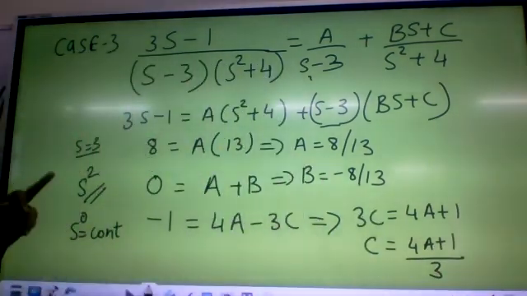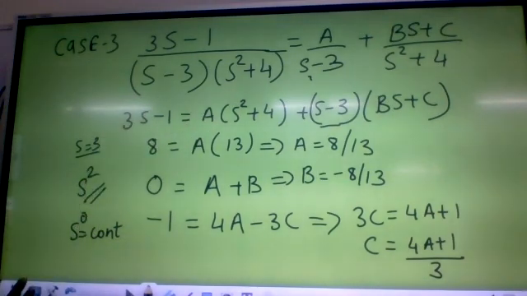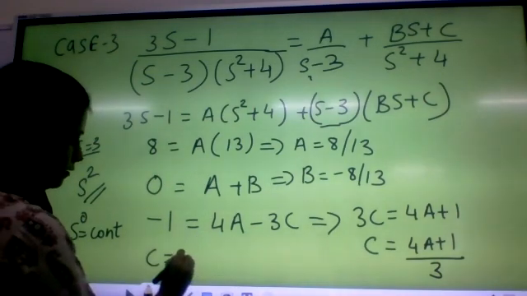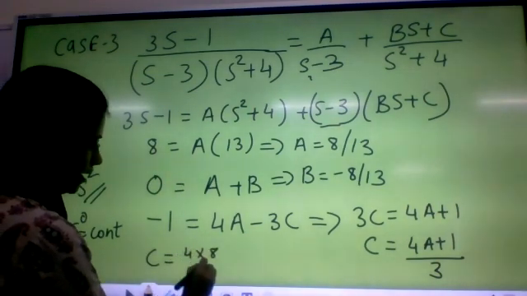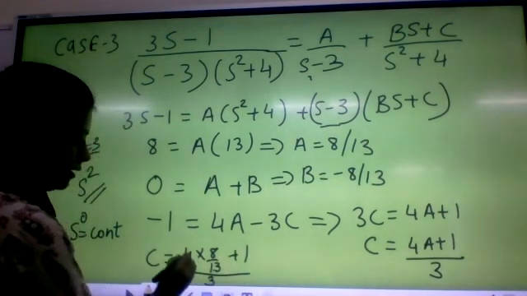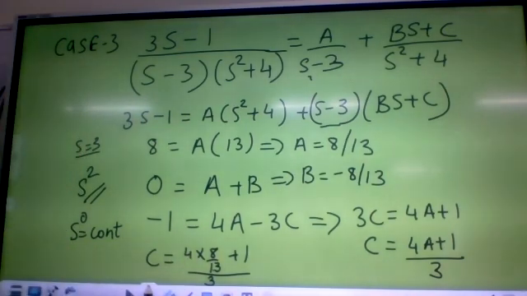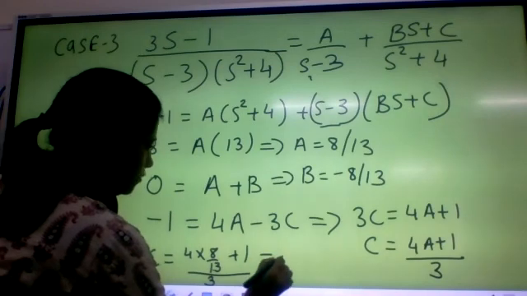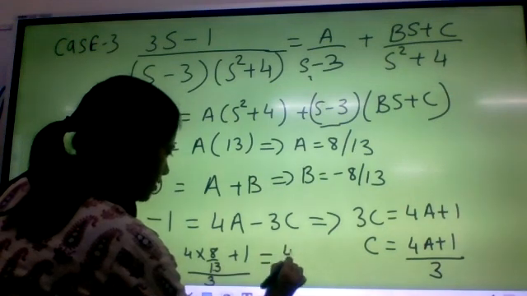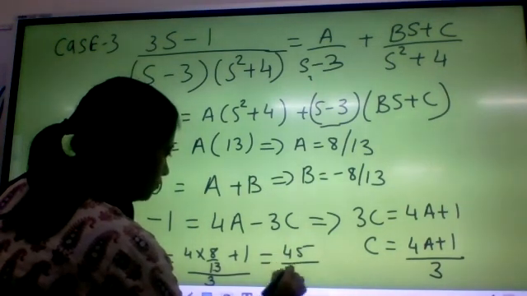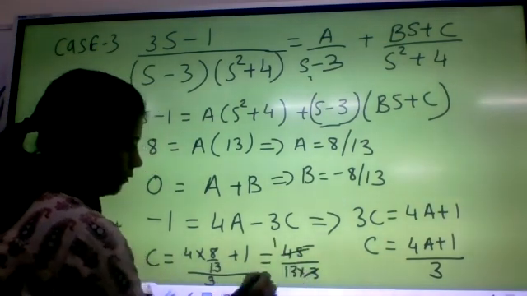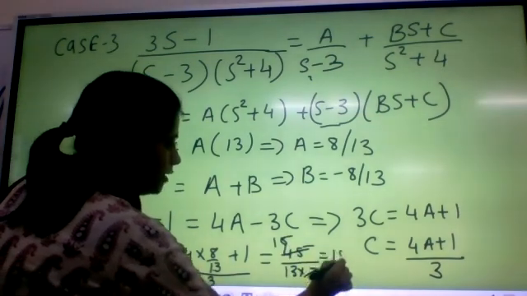So once you put the value of A, our A value is 8 by 13. Right? So what will be the value of C now? So 4 into 8 by 13 plus 1 upon 3. So it will become 13, and 8 4s are 32. 32 plus 13 we have to do. So 32 plus 13, you are getting 45. So 45 by 13 into 3. Right? This 13 will come down and 3, so 3 ones are 3 and 5. So it will be 15 by 13.